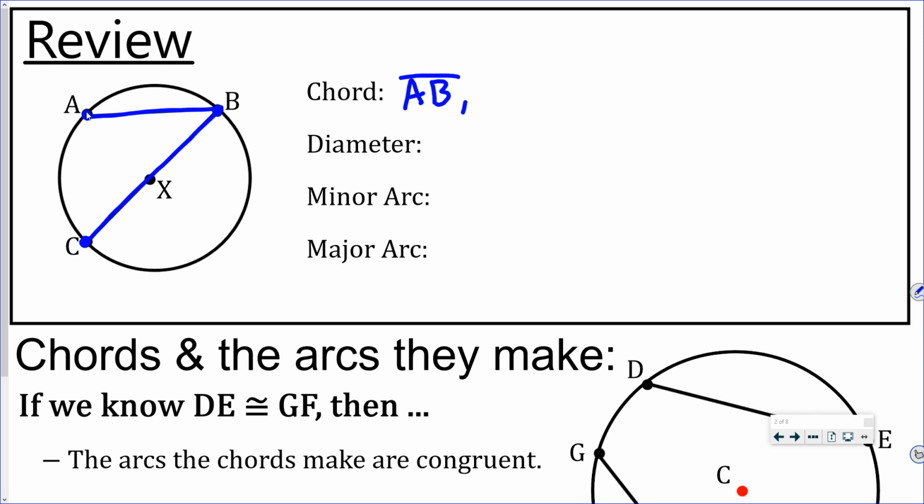Diameters are technically classified as chords. But what differentiates a diameter from a chord, a diameter is specifically a chord that passes through the center. So my only diameter here would be BC.